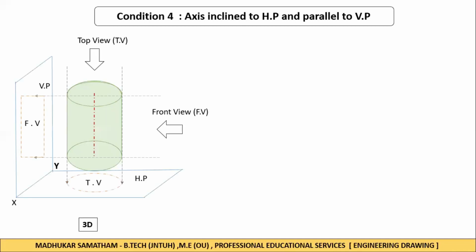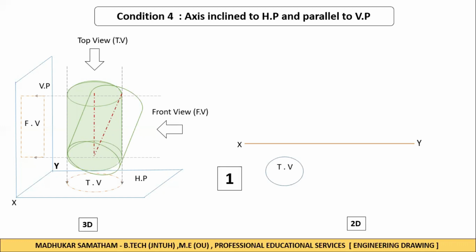In 3D, we can see that the solid is first not inclined to HP, it is perpendicular to HP. Its axis is perpendicular to HP and parallel to VP. Now we will add an inclination to the solid in this way. Now we will try to draw it in a 2D view.